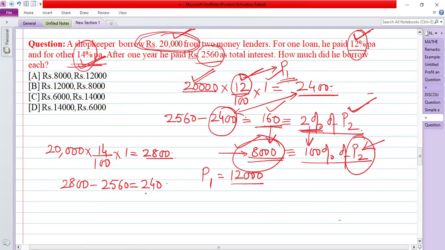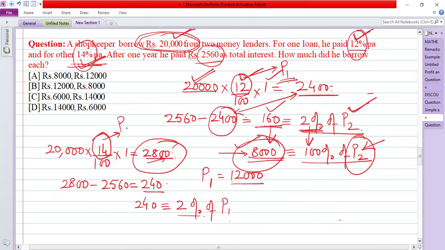So now this 240, this difference of 240, it is again due to 2%. 2%, but 2% of what? P1. Why? Because this 2,800, we have calculated for 14%, and for 14% what was the amount? P2. The amount was P2. So this difference of 240 must be due to the 2% difference.